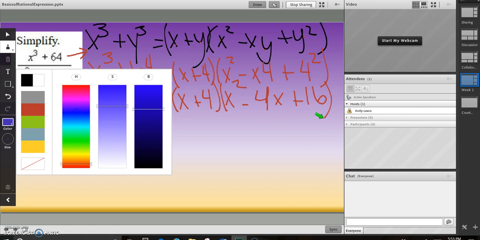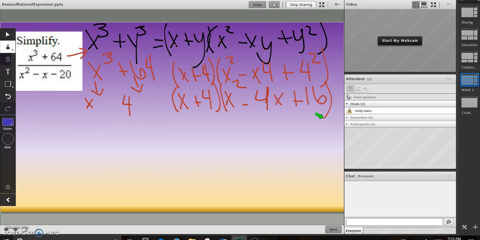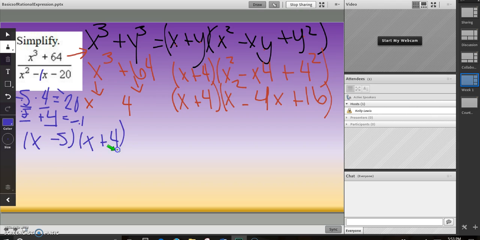Okay, now let's do the bottom. All right, we're going to figure out what multiplies to give us negative 20, adds to give us negative 1. Remember, there's an invisible negative 1 there. So 5 and 4 would work. You just got to figure out who's negative. So we have a negative 1, so the bigger number is negative. The sign of this guy is whatever the sign of the bigger number is, by the way. All right, so we have x minus 5, x plus 4.